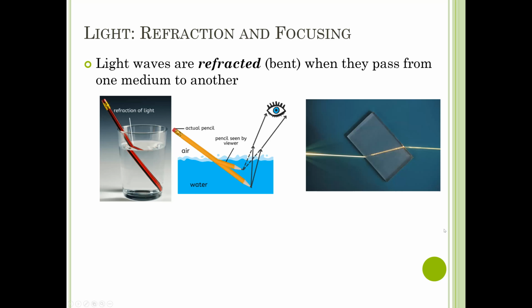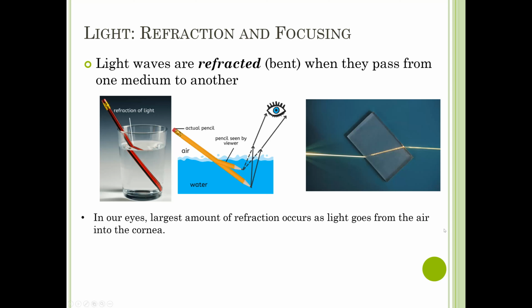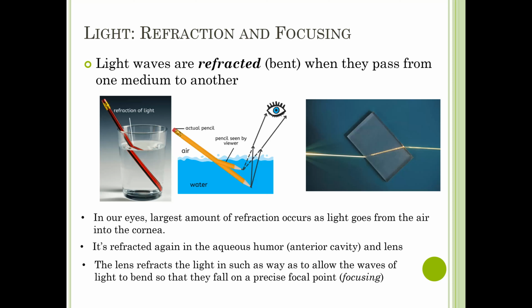In our eyes, the largest amount of refraction occurs as the light goes from the air into our cornea. But we also have additional refraction when the light passes through the aqueous humor in the anterior cavity as well as the lens. And then our lens is responsible for refracting the light in such a way as to allow the waves of light to bend so they fall on a precise focal point on the retina, and we call that focusing.